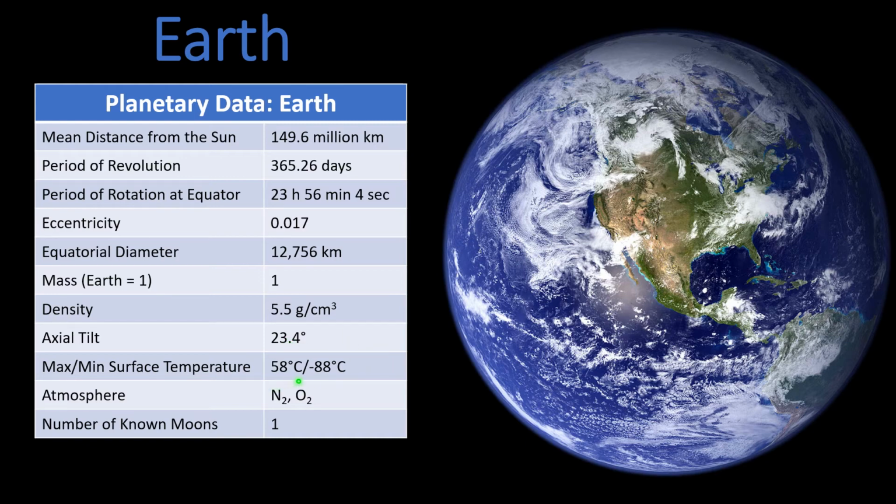And the max and min temperature: our maximum recorded temperature is 58 degrees Celsius, and the coldest is minus 88 degrees Celsius. We know our atmosphere is mostly nitrogen and oxygen, and we have one moon, which is the Moon.